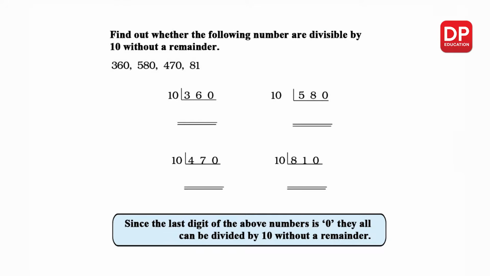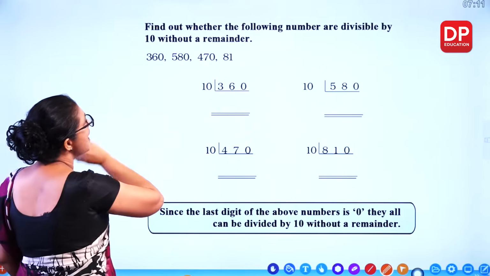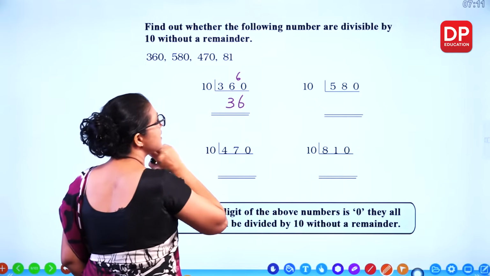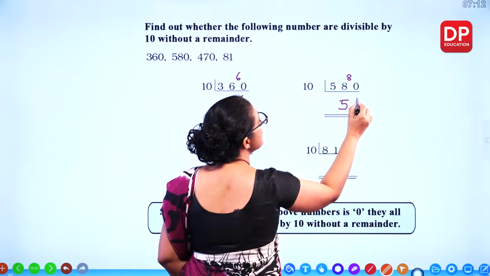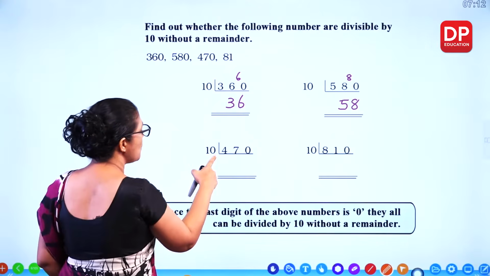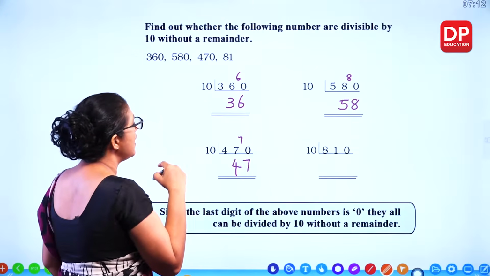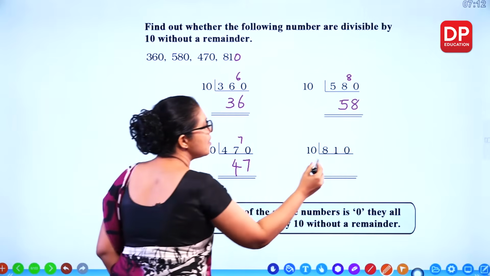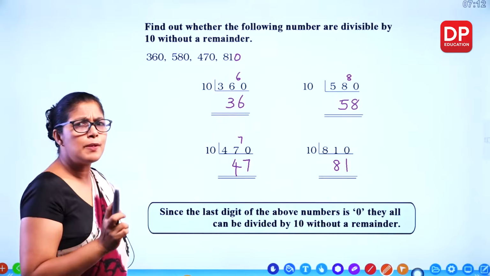Look at this one. Find out whether the following numbers are divisible by 10 now without a remainder. Take a look at all these numbers. 360. So 10 times 3, 30, for 60, that's 6. 580. 10 times 5, 50, for 80, that's 8. This one, 10 times 4, 40, for 70, that's 7. 810 here. 810 divided by 10, you get 8. And for 10, that's 1. All these are divisible by 10.